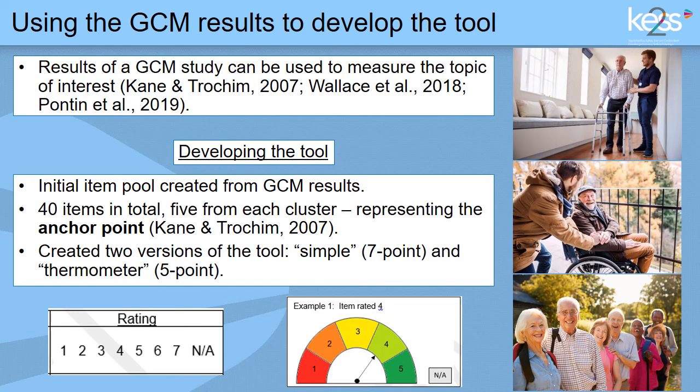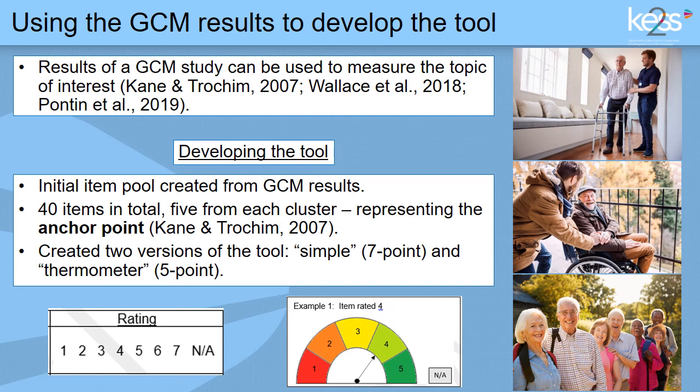Previous studies have shown that the results of a group concept mapping study can be used to measure the topic of interest. I used the results from my group concept mapping study to develop a tool to measure compassionate care. Developing the tool involved creating the initial item pool. These items were selected from the resulting group concept mapping statements.